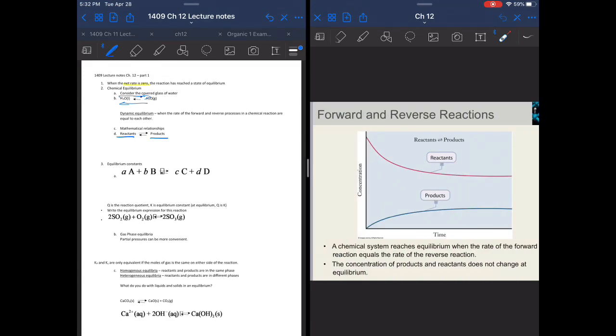When we compare the concentrations, in the beginning, it's all reactants, no products, and the rate of the reaction is at its greatest. As you start to lose reactants, the rate starts to slow down as you start to form products. And as you start to form products, the rate of the reverse reaction begins to increase. Equilibrium is when these two level out. So the chemical system reaches equilibrium when the rate of the forward reaction equals the rate of the reverse reaction. It's an important definition for equilibrium.